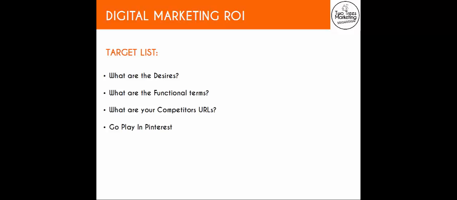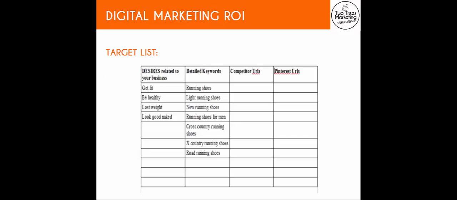Make a list of your competitor rivals. So look at your top 10 competitors and just make a quick list of those. And then we're going to have a little play around in Pinterest. There's a spreadsheet provided in the article to download, but just grab a pen and paper for now if you like, and quickly write down as many of the desires as you can think of, as many of the detailed keywords, and then copy your competitors' URLs, and then search for these detailed keywords in Pinterest, and you'll find a number of different pages on there with a huge amount of traffic. You want to keep track of those and pop those in there.